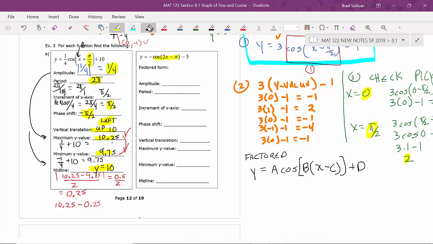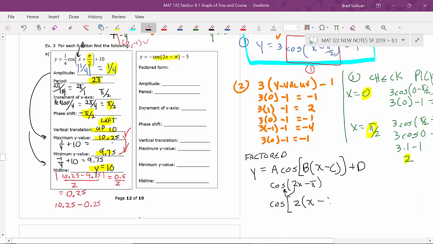Okay, just that. So if I have cosine of 2x minus pi, I have to factor that 2 out like this. So I have cosine, and then I put a bracket, and then 2x parenthesis. Then you've got to figure out what goes inside, like this then. Okay?